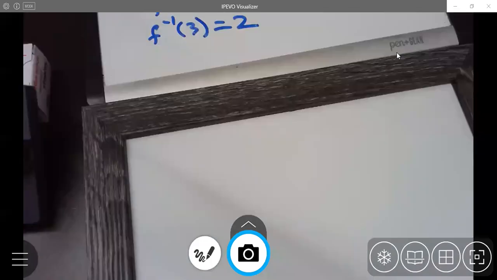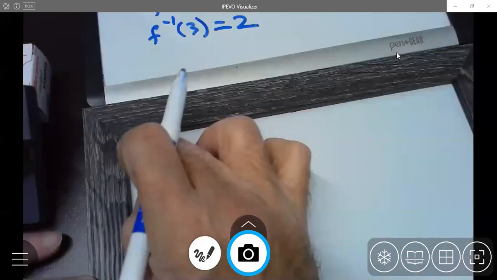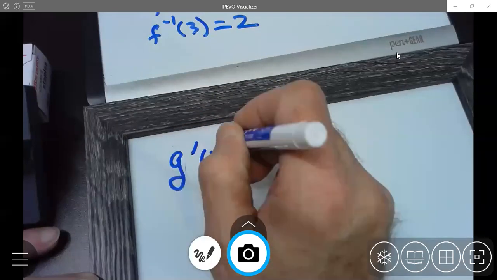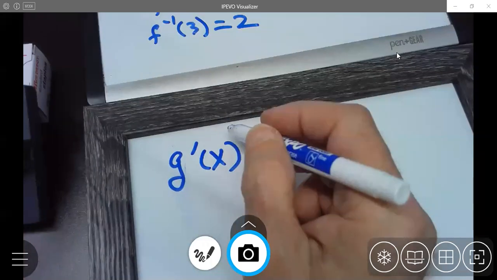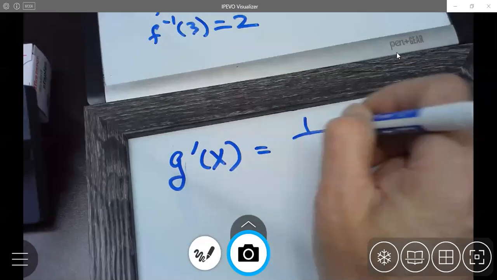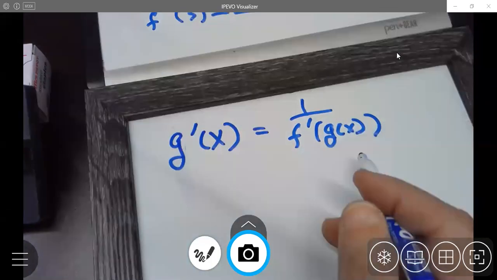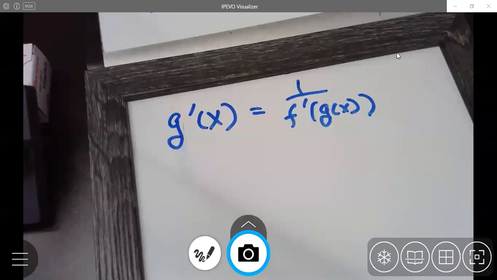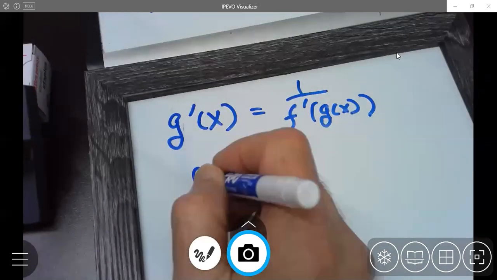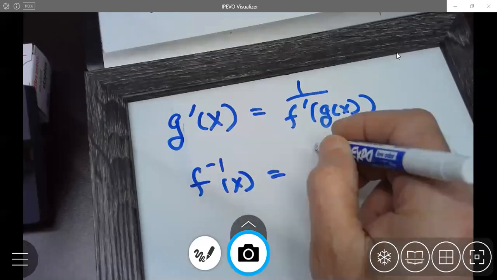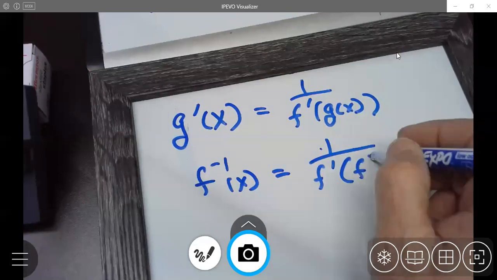From here, we can say that g prime of x, since g prime of x is equal to 1 over f prime of g of x, then that's the same thing as saying the derivative of the inverse of x is equal to 1 over f prime of f inverse of x.